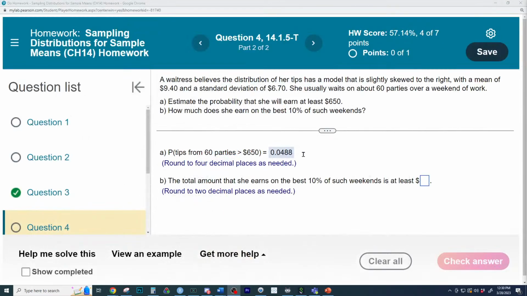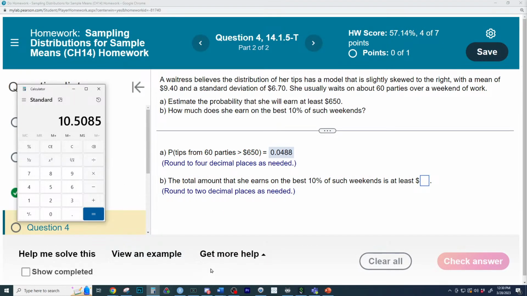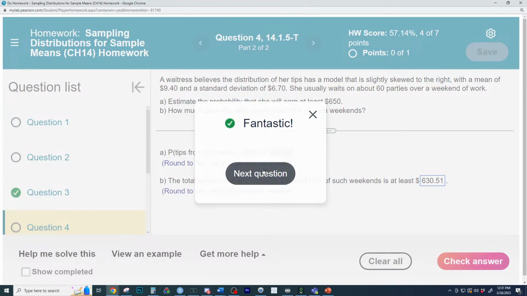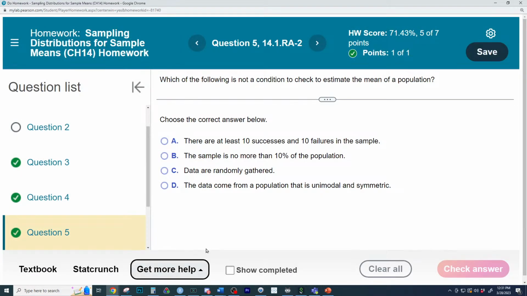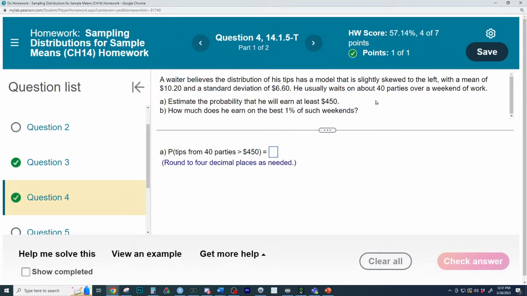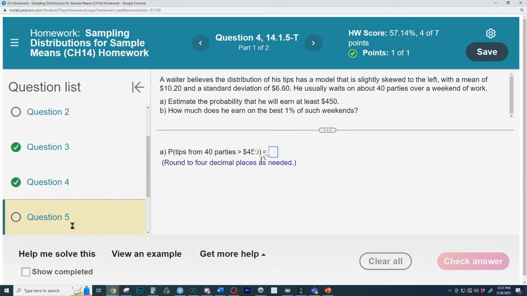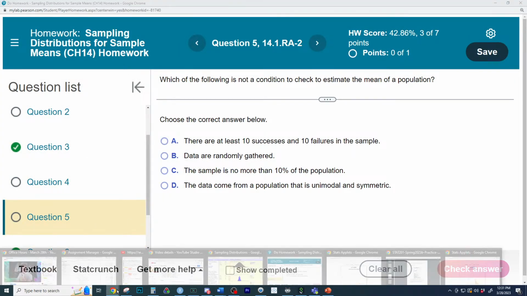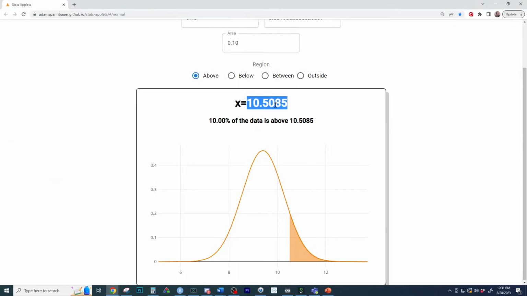And then we waited on 60 tables, right? So if we waited on 60 tables and made this on average, that is how much we would make on the best 10% of such weekends, because we're just taking the average tip and multiplying it by the 60 tables we waited on. So once again, that last one is multiplying. But we multiply this by 60. Does that make sense, Mackenzie, right here?